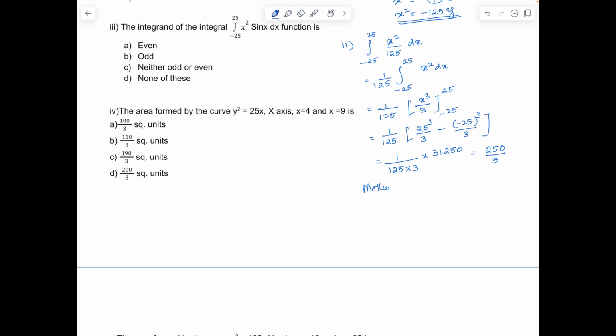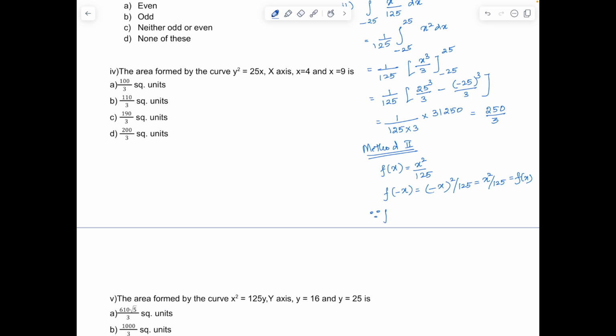There's another way of doing it. Method 2. Now let us analyze this f of x. f of x equal to x square by 125. If we substitute minus x instead of x, we get minus x the whole square by 125, which is again x square by 125, which is nothing but f of x. Since f of minus x is equal to f of x, x square by 125 is even.